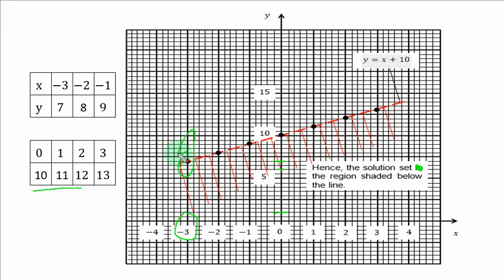Now, a broken line is used to join all the points together because in the given inequality, the sign there is strict. That is y less than x plus 10. For that reason, the region below the line is shaded. And you have the solution set in the region shaded below the line.